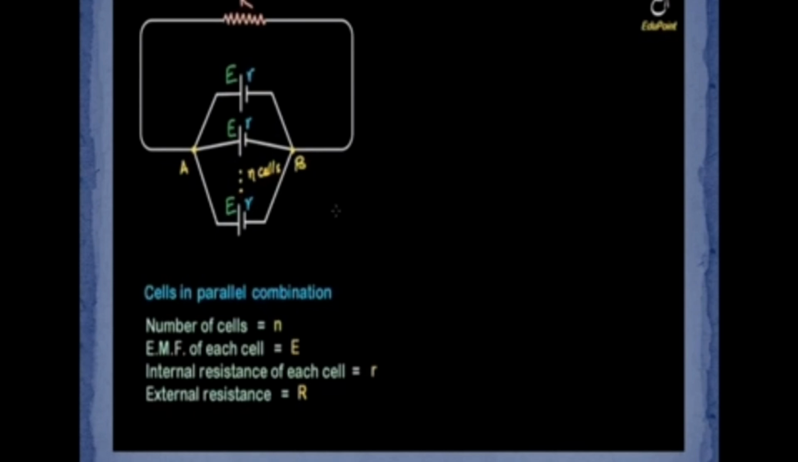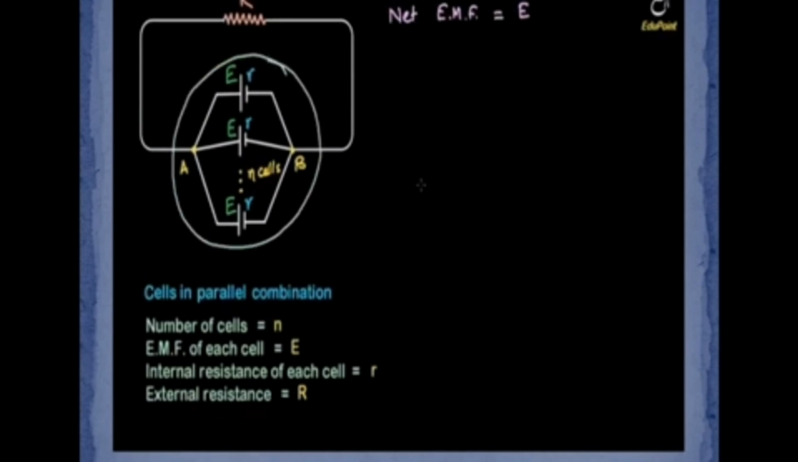Here the resistances are connected in parallel. So already we know that when resistances are connected in parallel, the resultant or effective resistance is given by 1 by R, the sum of reciprocals of all the resistances. We saw this in the last class itself. So the net EMF, the total EMF, is equal to E. We are taking net EMF equal to E.